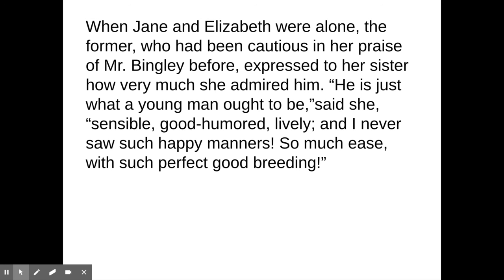Okay? So in this excerpt from Pride and Prejudice, we have Jane and Elizabeth. Okay, so we see characters' names. It's telling about someone else, so we automatically know that it's third person. Okay, so it's not first, it's not second, it is third. Now, whose thoughts and feelings do we know? Well, we know that Jane admired Mr. Bingley. We know that she thinks he's sensible and good-humored and lively and just perfect.